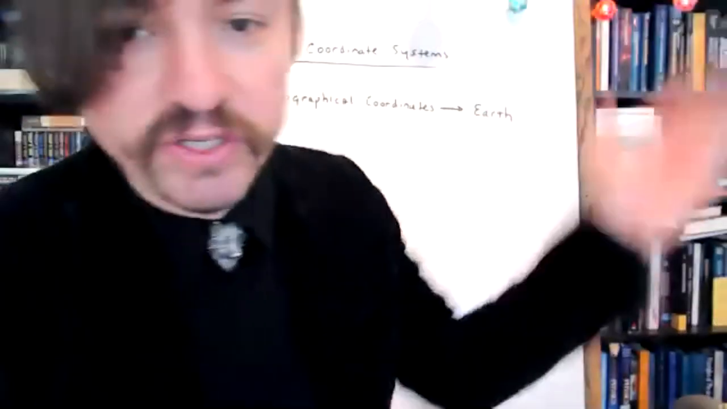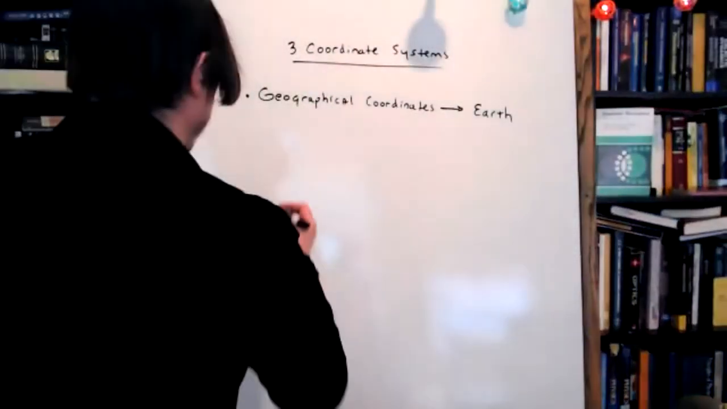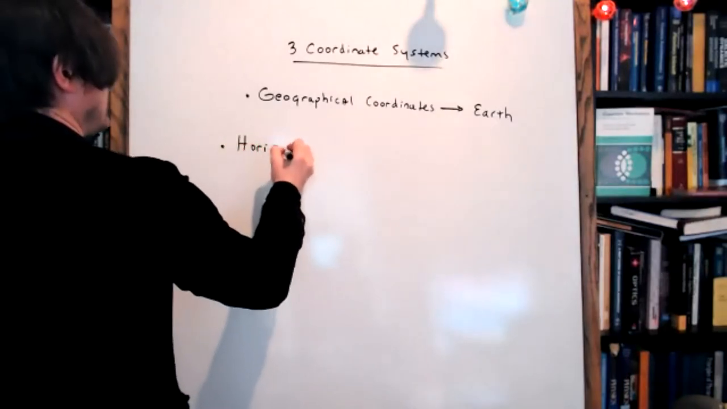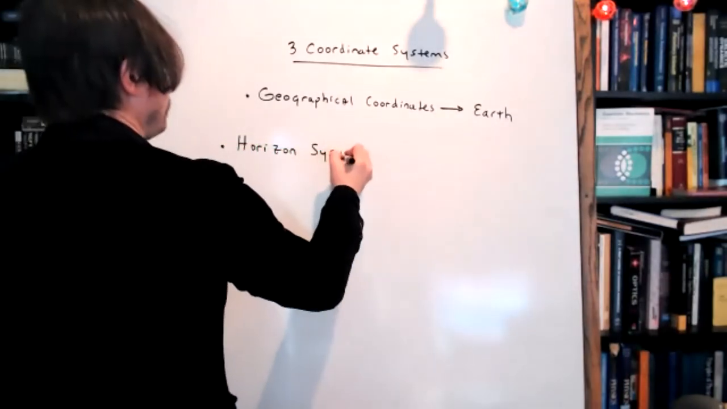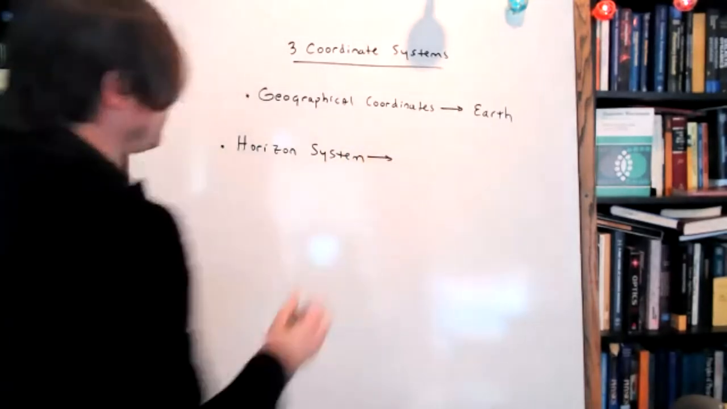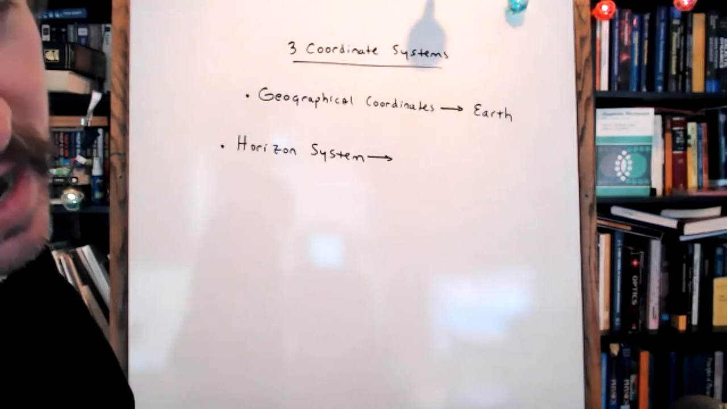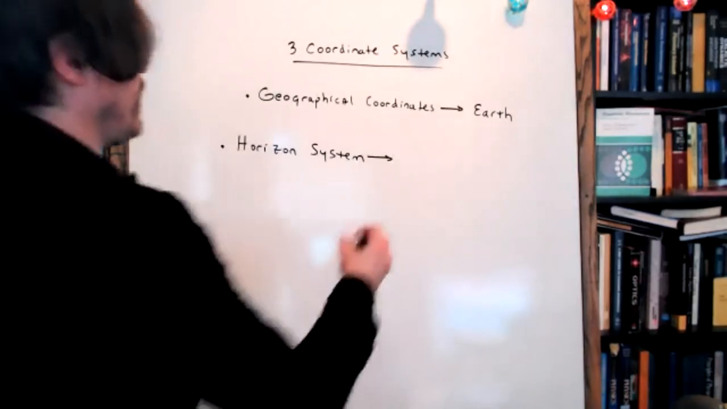Then we're gonna wanna talk about how we describe the motions of stars through the sky. And we're gonna need a coordinate system called the horizon system. The horizon system is an easy set of angles to just sort of describe how stars rise and set in your local sky.